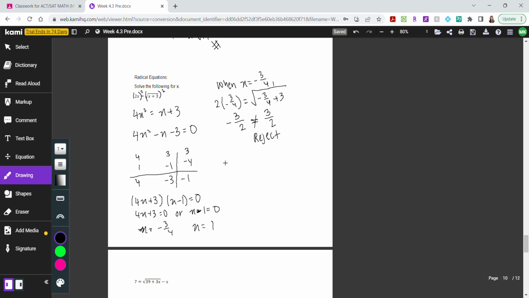Now let's check the other one. So when x equals 1, we have 2 times 1 equals the square root of 1 plus 3. This will equal 2, and this will equal 2, which means it's okay and satisfies the equation. Therefore, our answer is x equals 1. We have only one solution. All right.